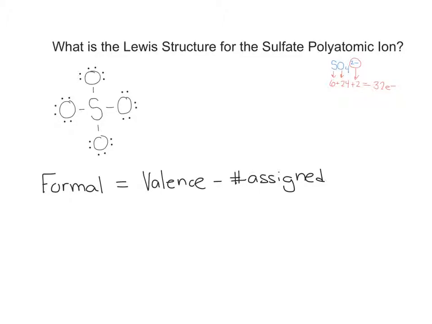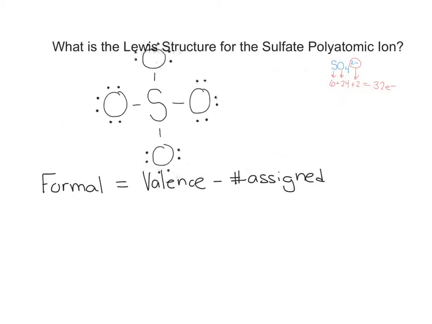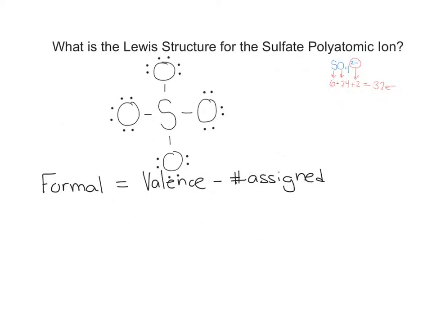Zooming in on our sulfate ion here, we're going to calculate the formal charge for sulfur to start off with. So sulfur comes in with 6 valence electrons, and it currently has a total of 1, 2, 3, 4 assigned electrons. So we're going to subtract that, and it gives us a total charge of a 2 positive. Each oxygen is identical, so once we've calculated the formal charge on one oxygen, we'll know the formal charges on all of the oxygens.